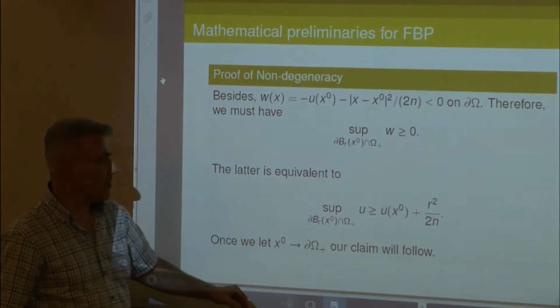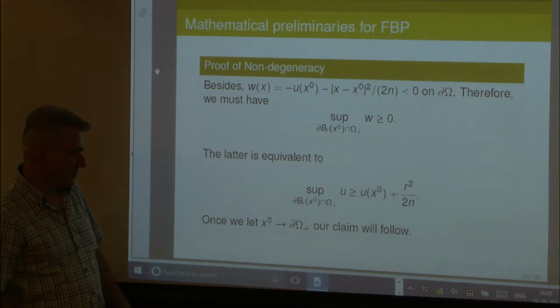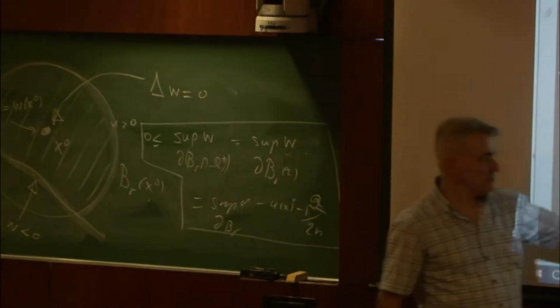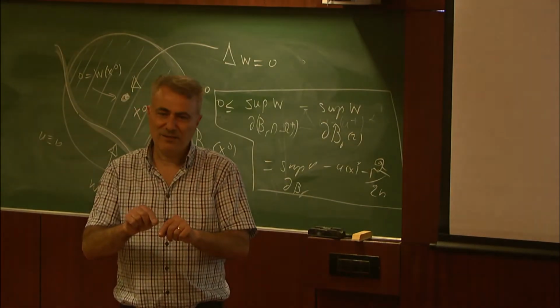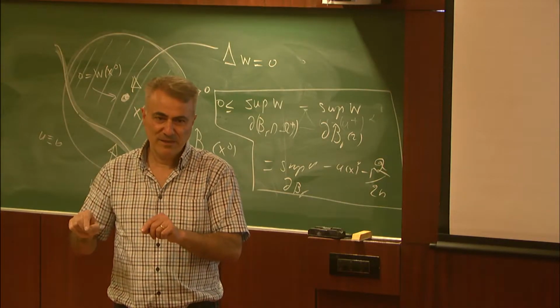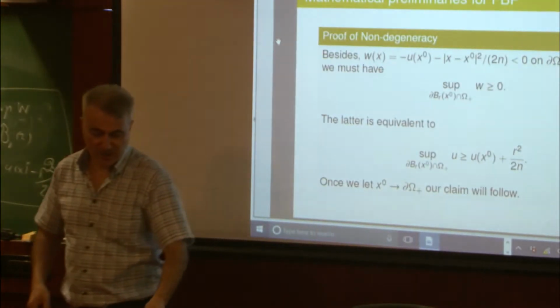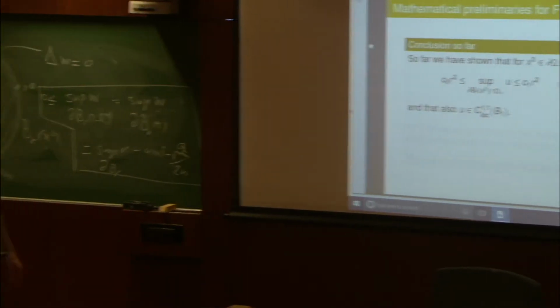This is the discussion I had. This is negative on the boundary of omega, so therefore the supremum is on the boundary of the ball. And this is exactly what we do. This is larger than this, and putting everything on this side, you get this one. But x0 is arbitrary inside the domain. I can let it go to the boundary by continuity. It goes to the boundary, then it goes out of the picture, and you get that the supremum of u is larger than r squared if the point is on the free boundary. And that's exactly the claim I had.